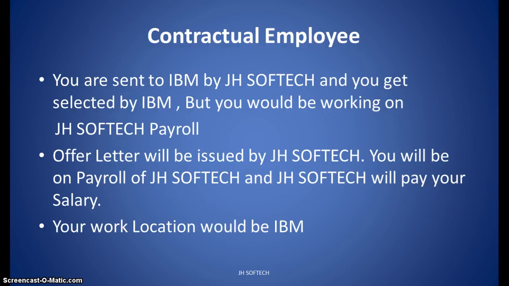Now, coming to the contractual employee, you are sent to IBM by a contractual employer like JH Softech, and you get selected by IBM, but you will be working on the JH Softech payroll. An offer letter will be issued by JH Softech. So IBM's offer letter will not be issued, and you will be on the payroll of JH Softech, and JH Softech will pay you the salary. So your work location would be IBM.